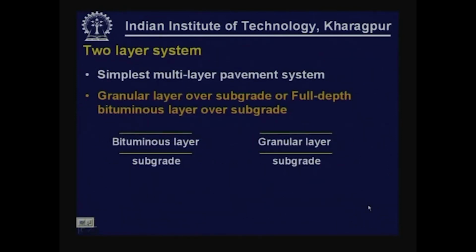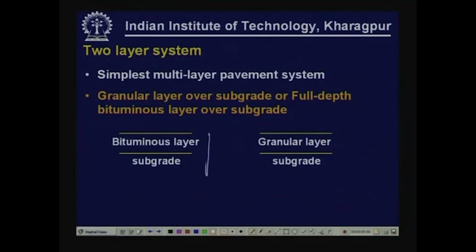The simplest of multi-layer systems is a two-layer system. A two-layer system could simply be a granular layer placed over a subgrade, or a bituminous layer placed directly over subgrade, which is called a full depth asphalt concrete pavement or bituminous concrete pavement, commonly used in the United States, and known as a full depth pavement. So, it can be either a granular pavement placed over subgrade or a full depth asphalt pavement placed over a subgrade. These two examples are shown in the slide.